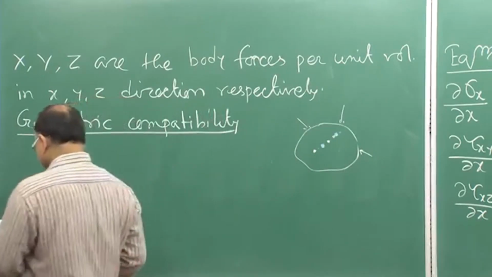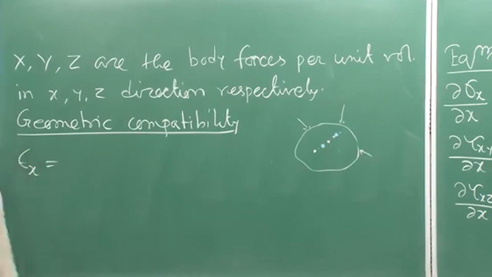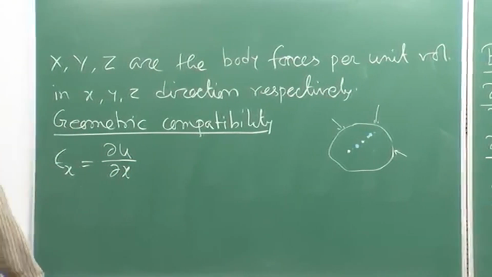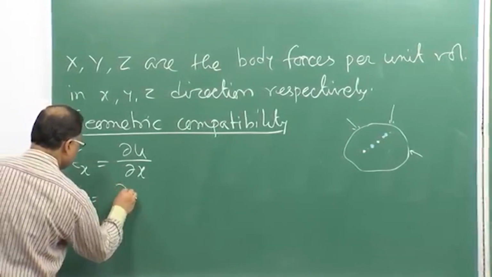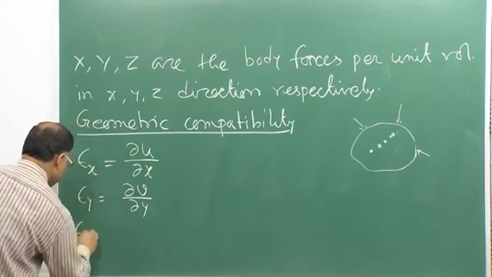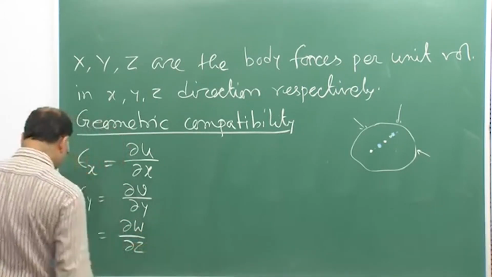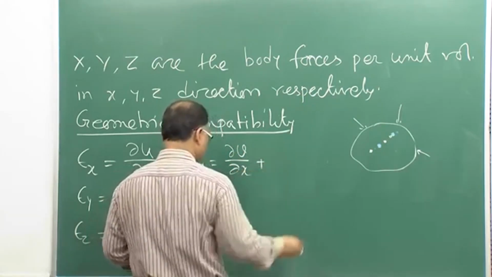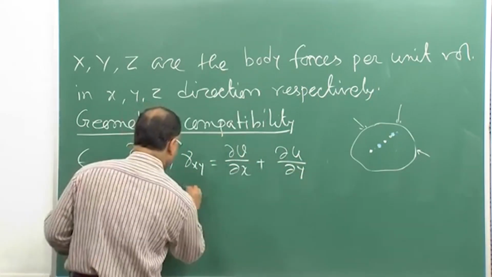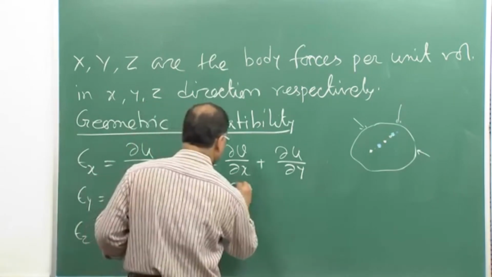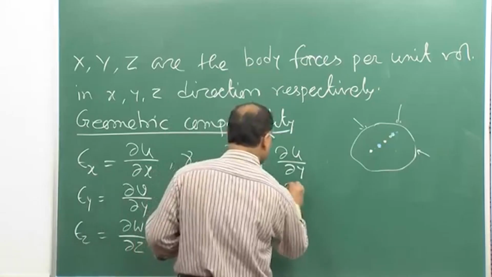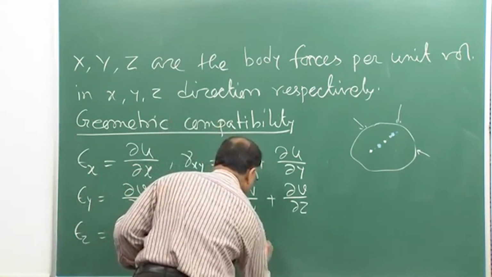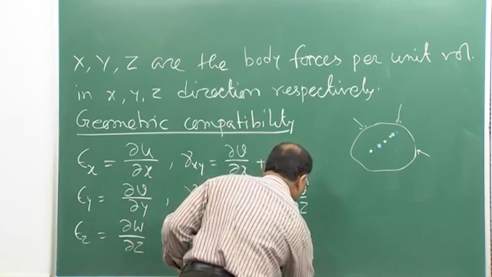Okay. So, the geometric compatibility can be written in terms of the strain and the displacement, as already you have derived, epsilon x is del u by del x, epsilon y is del v by del y, and epsilon z is del w by del z, and similarly gamma xy equal to del v by del x plus del u by del y, gamma yz equal to del w by del y plus del v by del z, and gamma zx is equal to del u by del z plus del w by del x.